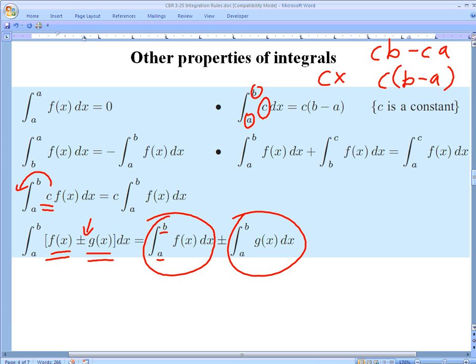And for this last one, it says if we have a boundary that goes from a to b, and then the same function has a boundary that goes from b to c, we can combine that into one integral where we go from a to c. And really, it should work backwards as well, but that's kind of the idea.